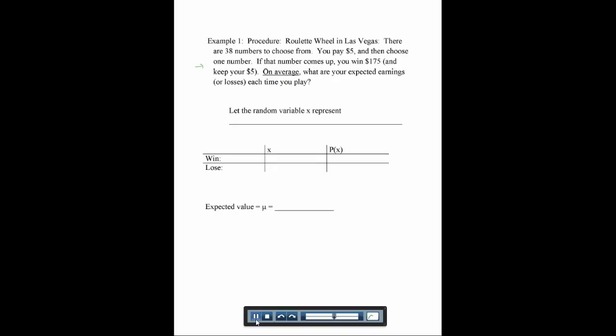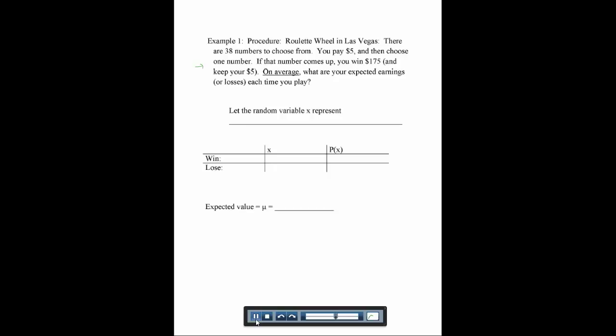Okay, so we've got another problem here about a roulette wheel. So it says you've got a roulette wheel in Vegas. There are 38 numbers to choose from. You pay $5 and choose one number. If that number comes up, you win $175 and you keep your $5. So you walk out $175 richer than you came in. Okay, but of course if you lose, you don't get your $5 back, so you walk out $5 poorer than you came in. Okay, so it says on average, what are your expected earnings or losings each time you play? So we want to find the expected value, which is the same as the mean.